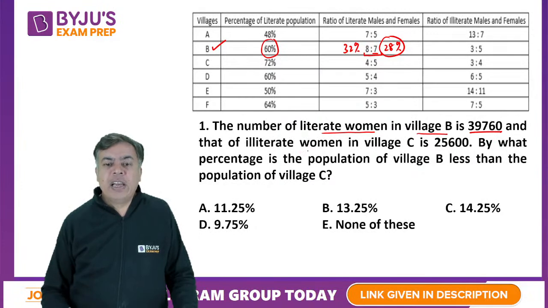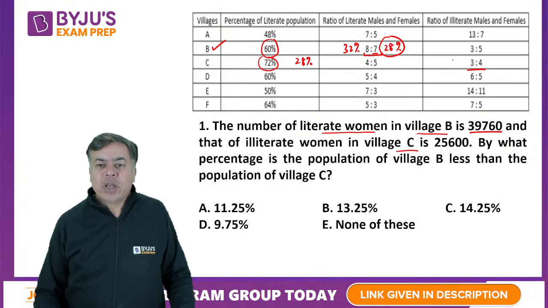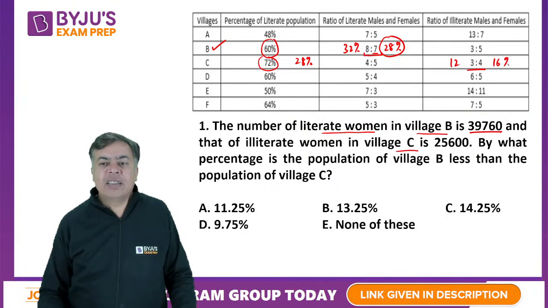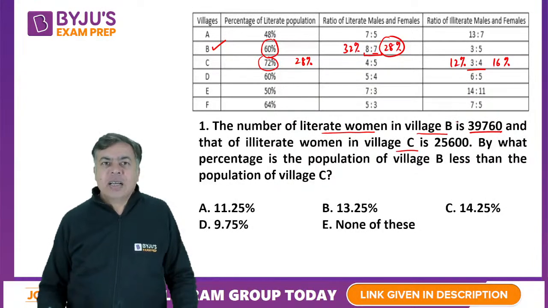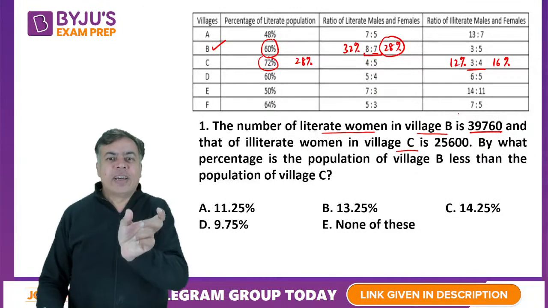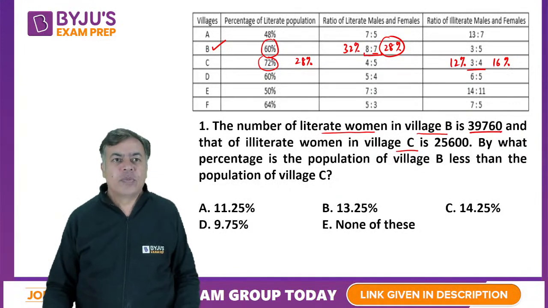Now, illiterate women in village C. If 72% are literate, then 28% are illiterate. Dividing 28% in the ratio 3 to 4, the total of the ratio is 7 parts, so 4 times each: 3 into 4 is 12 and 4 into 4 is 16. I hope you are getting this. So illiterate women is 16% of village C, which is 25600.